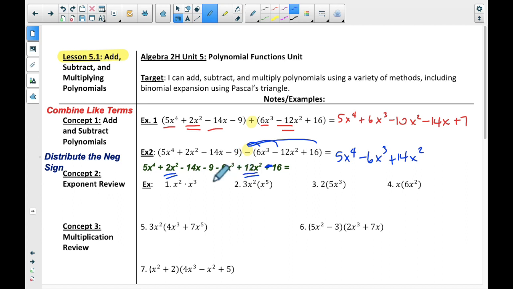The x term, we have a 14x, and there's no other x. It's actually a minus 14x. And our constant now is we have a negative 9 and a negative 16. And that was the one I made that typo on here. But a negative 9 minus 16 is going to be negative 25. So again, we're just combining like terms, making sure we distribute our negative sign.